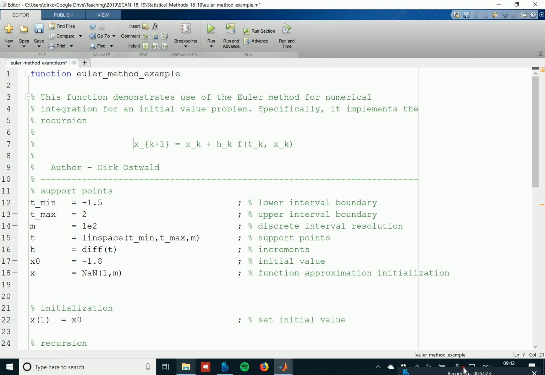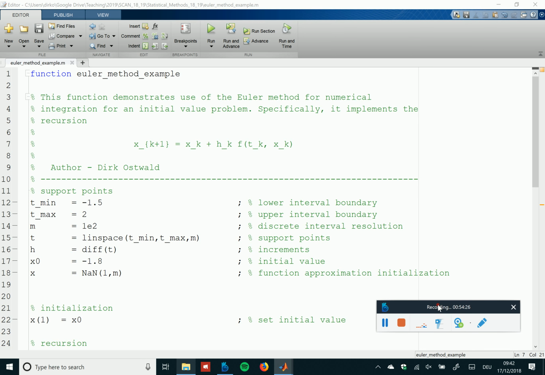Then let's have a break and at 10 start with statistical methods.